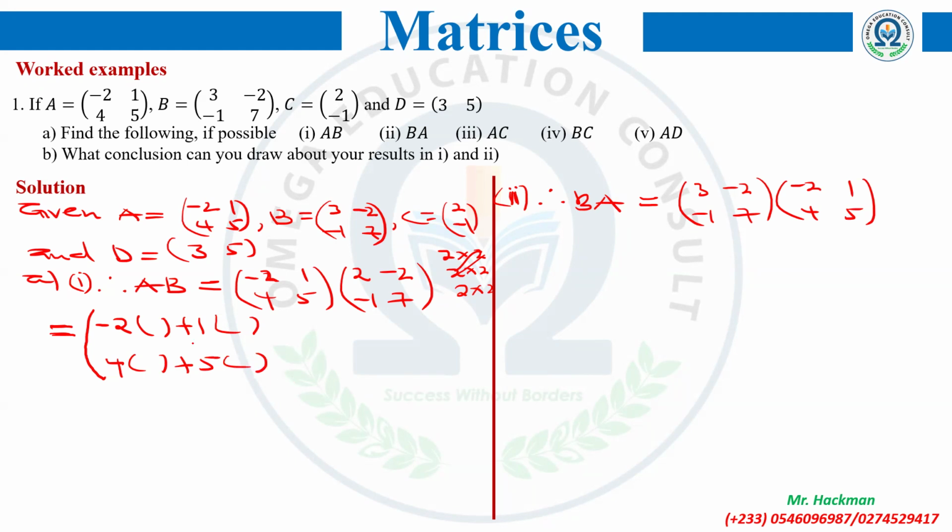Yes, repeat please, whatever you've written here. So it will be minus 2 into something, plus 1 into something, then 4 into something, plus 5 into something. Then you close your matrix. All correct.